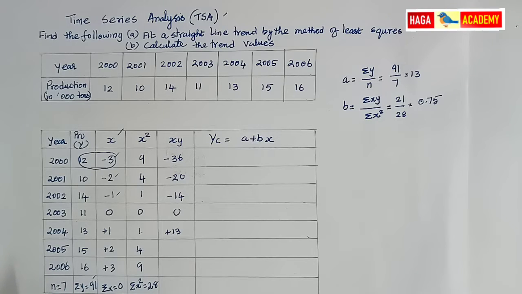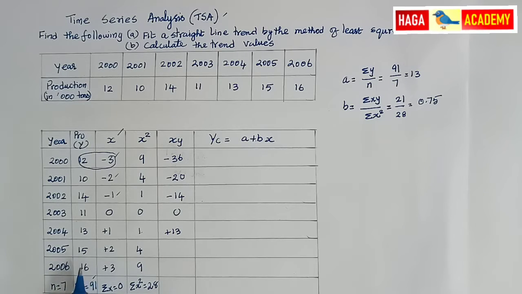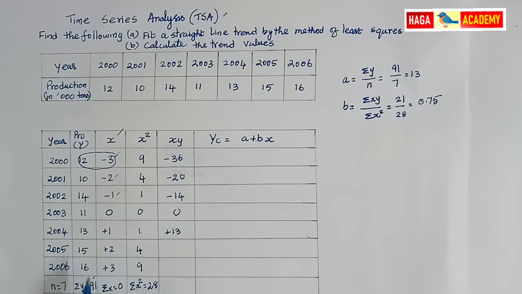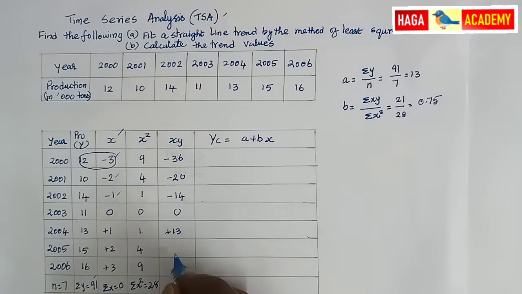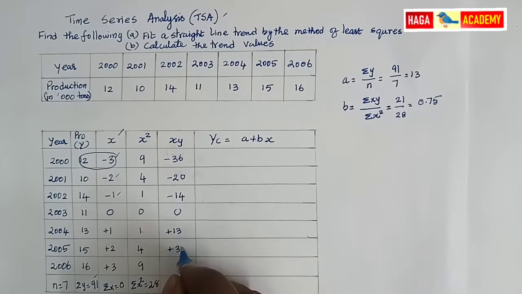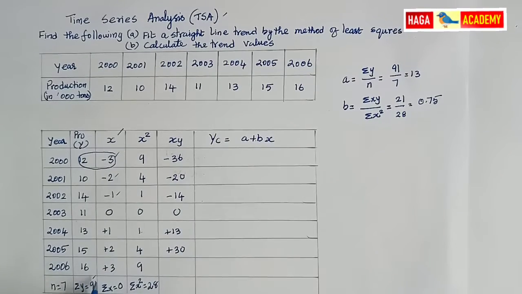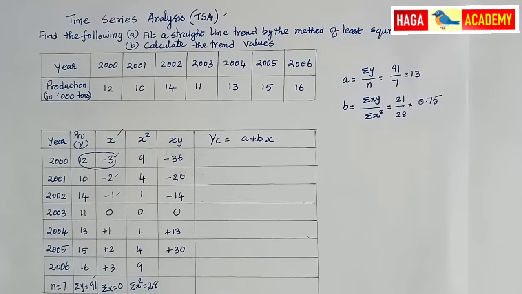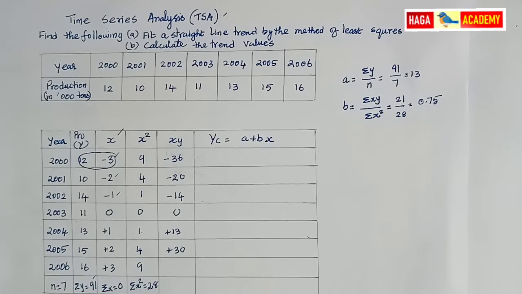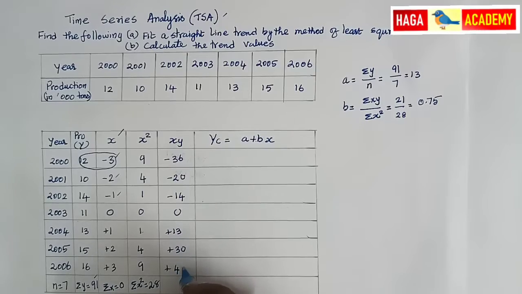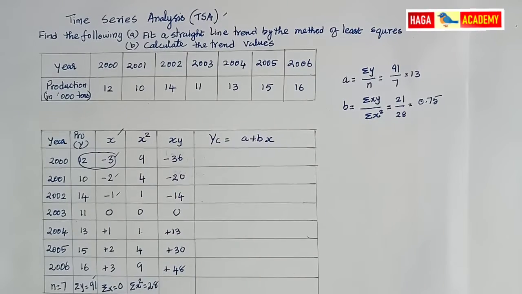Next value, you try to concentrate. So here, what is the value exactly, you try to concentrate? 15 into 2, plus 30. Then 16 into plus 3. I mean, simply I am saying 16 into 9. So the exact value is plus 48. It will come plus 48.